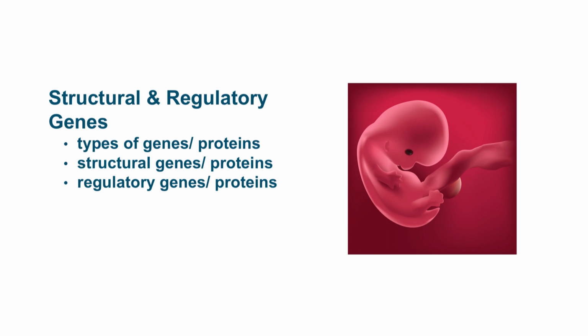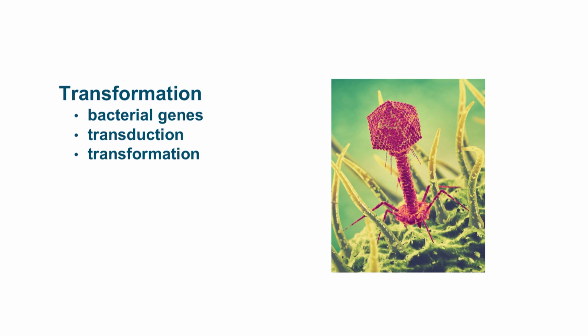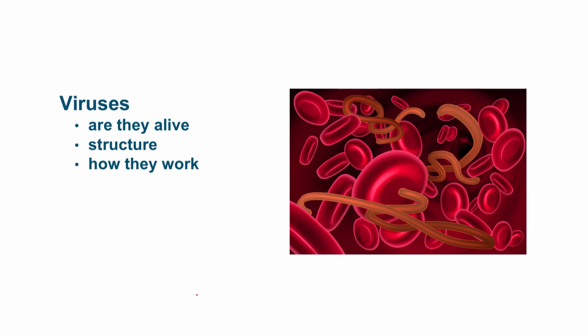When we get to structural and regulatory genes, we'll talk about types of genes and proteins, structural genes and proteins, and then regulatory genes and proteins. And then in our unit on transformation, we'll talk about bacterial genes, transduction, and transformation. And then with viruses, we'll talk about whether they're alive or not, what their structure is all about, and how they work.